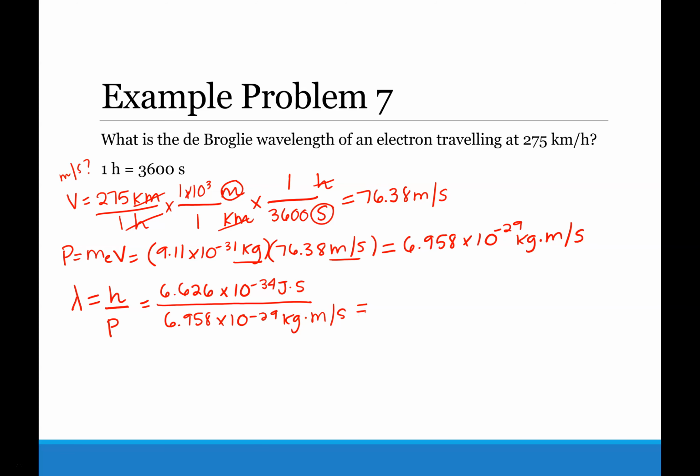And when you divide Planck's constant by the P that we calculated, you'll get 9.522 times 10 to the minus 6 meters as your final wavelength. Let me know if you have any questions about how to work example problem 7.